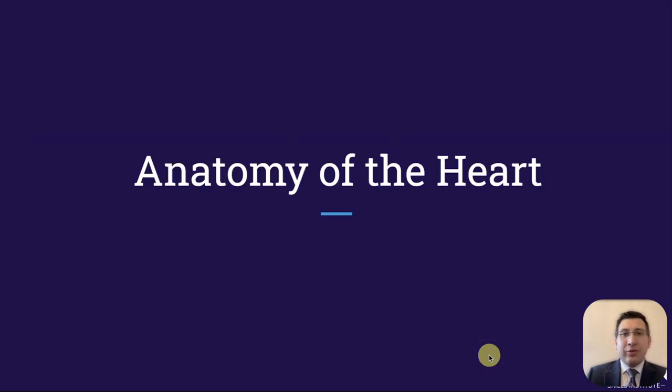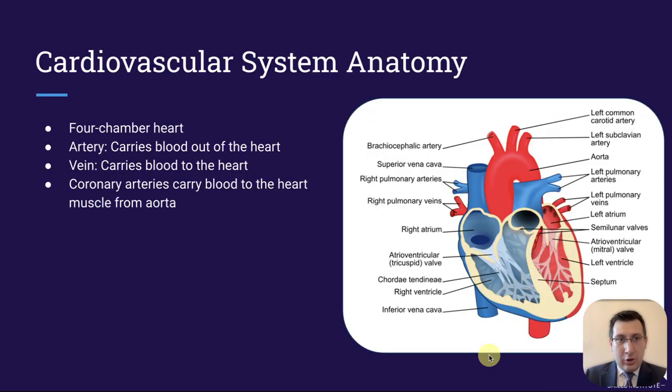So let's have a review of the anatomy of the heart. The cardiovascular system is the heart and the blood vessels. We first start with the heart. The human heart has 4 chambers, 4 rooms, which function together to be able to pump the blood to the body and also receive the blood from the body. So the blood has to be circulating at all times for us to be able to function.